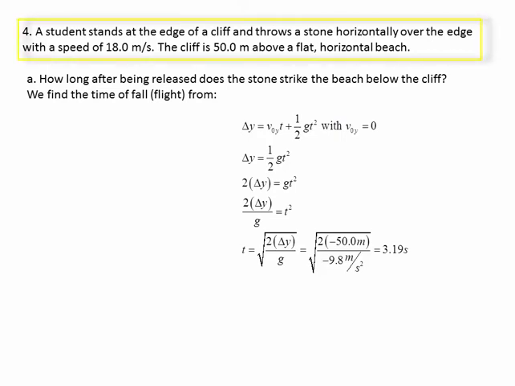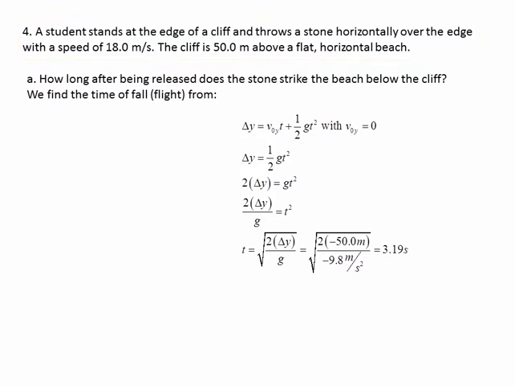Problem number 4 says that a student stands at the edge of a cliff and throws a stone horizontally over the edge with a speed of 18 meters per second. The cliff is 50 meters above a flat horizontal beach. So this problem is going to ask us for two things.